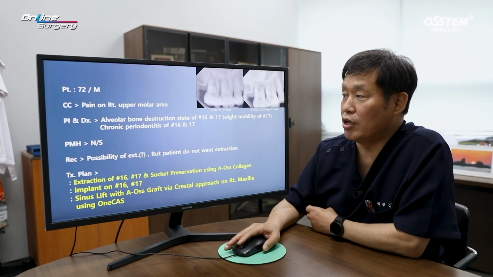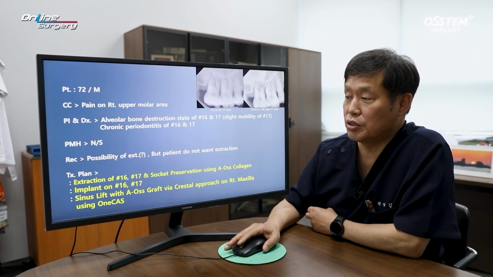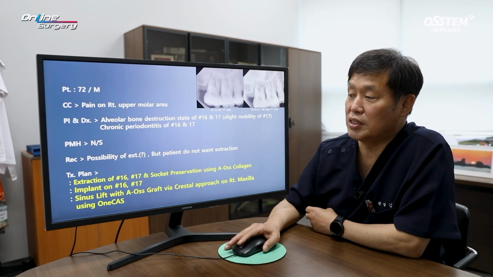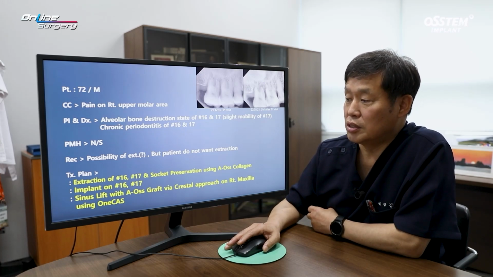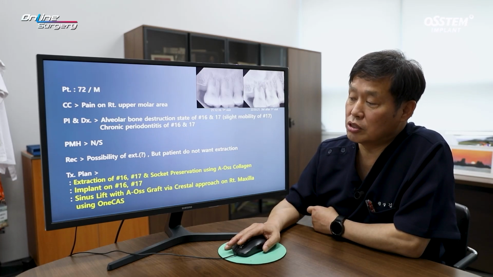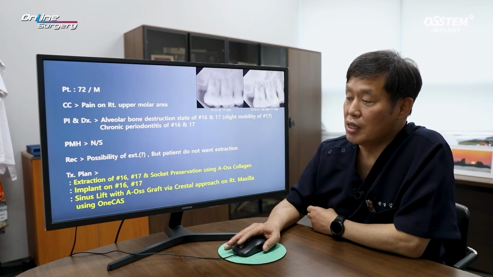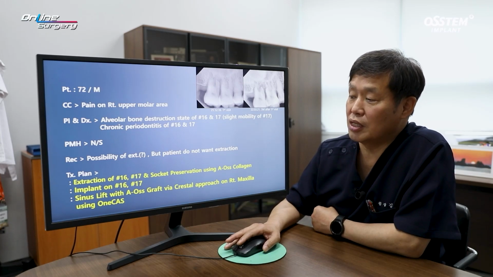We then performed the socket preservation using AOS collagen without a collagen membrane. OneCAS was used and 2 implants were placed in the number 16 and 17 along with AOS bone graft material.